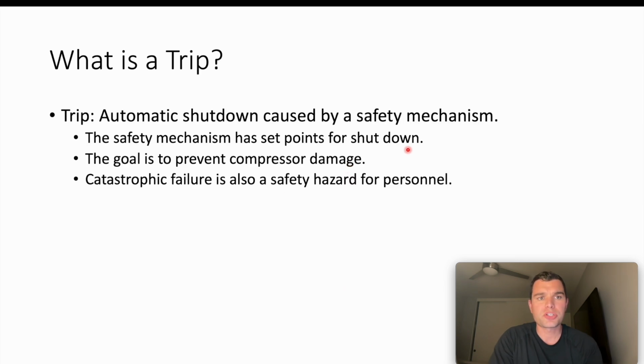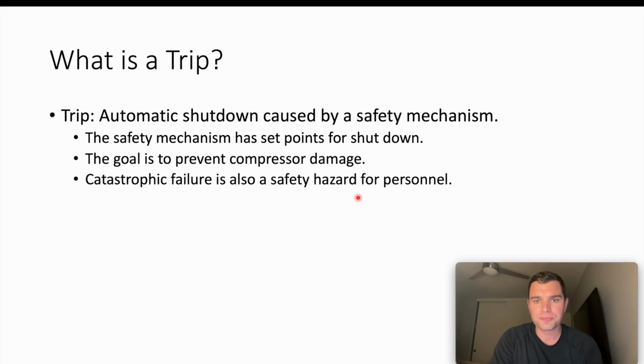So what is a trip? A trip is an automatic shutdown caused by a safety mechanism. And the mechanism usually has set points for shutdown. So for example, a low pressure, high pressure, maybe a low temperature, high temperature. And the goal is to prevent compressor damage. And when you have a catastrophic failure, which you would obviously always want to avoid, that's also a big safety hazard for personnel.